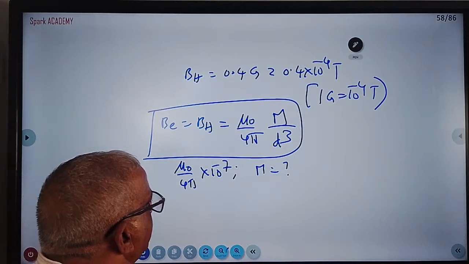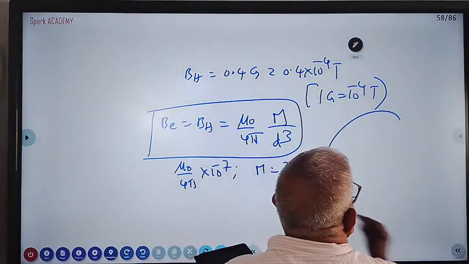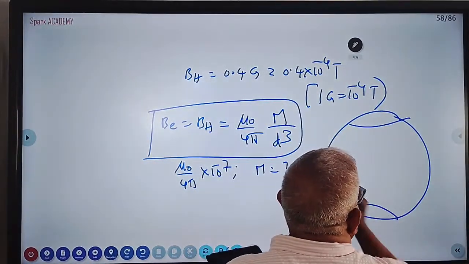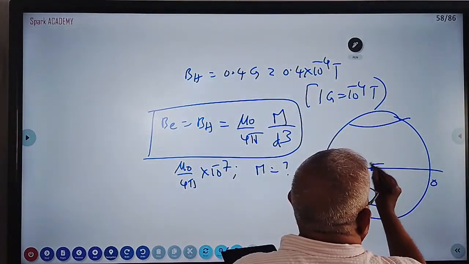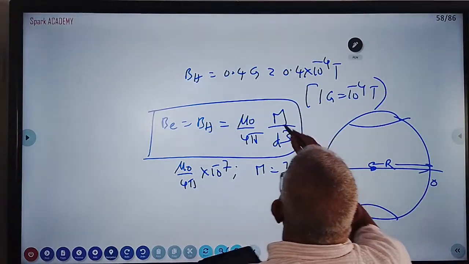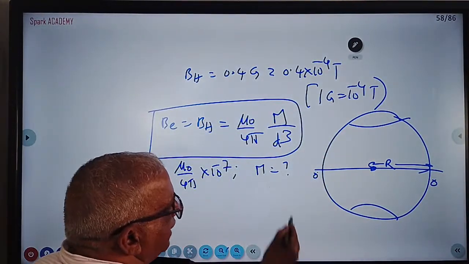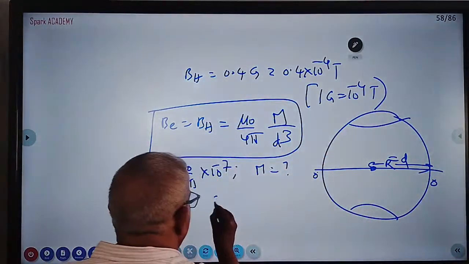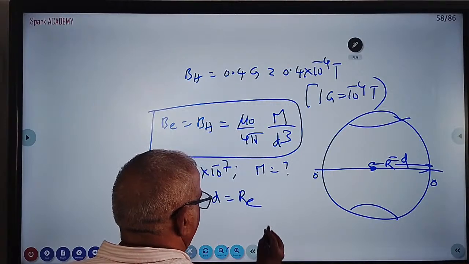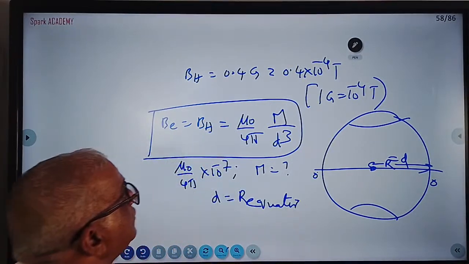Equatorial radius you have to take. What is the distance? Equatorial radius you have to take. So what is the equatorial radius? M by D cube, just verify it. D is nothing but the radius of the equator. Take the radius of the equator value and we are going to get the answer.